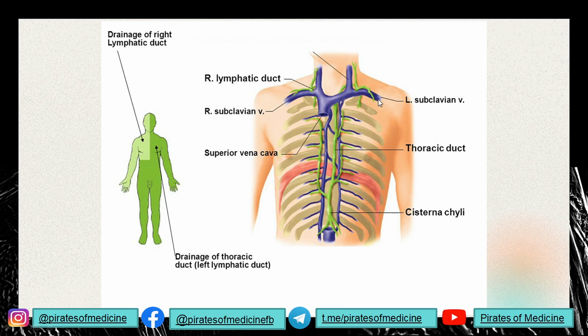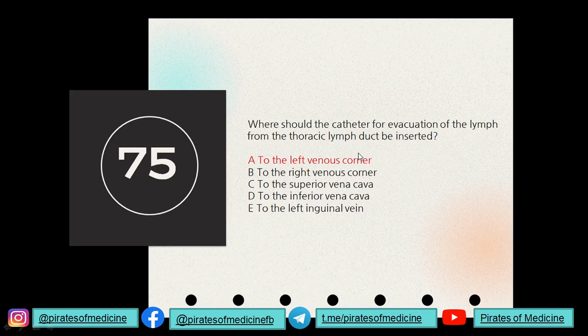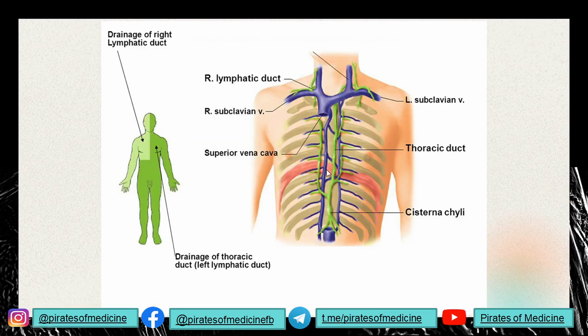So you can obviously understand, if you need to drain or evacuate the thoracic duct, then the closest portion to evacuate it is from the left venous corner right over here. That is why the answer is left venous corner, because the thoracic duct is located towards the left part of the body, and the closest you can evacuate is from over here near the subclavian vein where it bifurcates, and this portion is very easy. You can access it from the shoulder, and this is called the left venous corner.